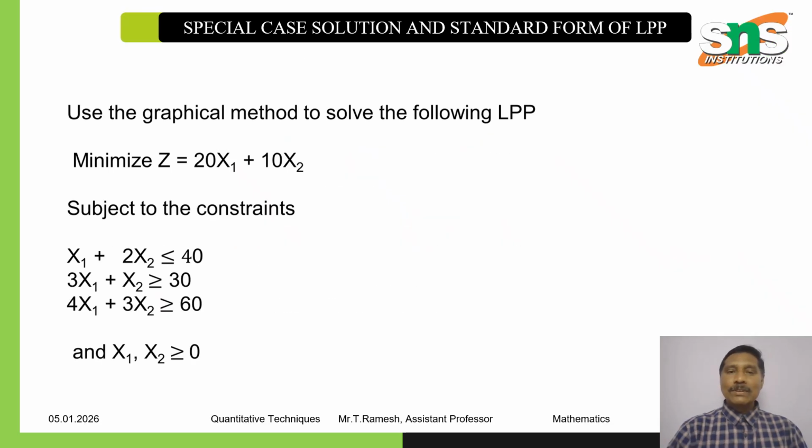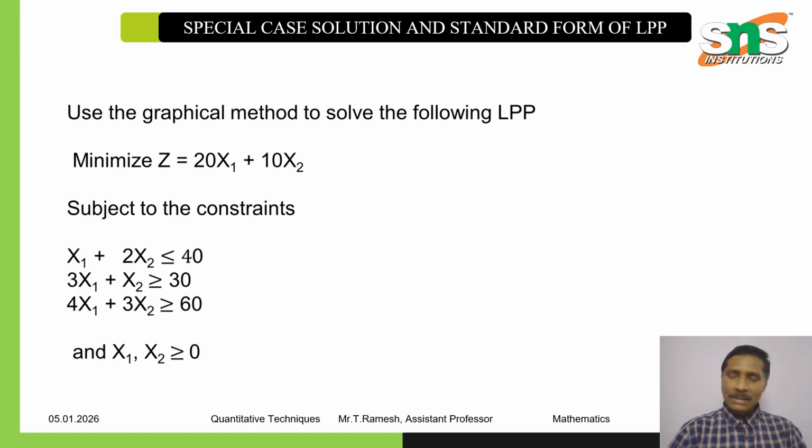So the special case solutions of LPP, that means already we have maximization solutions of LPP and the minimization problem, how we find the solutions of LPP by graphical method. Continuing in this lecture series video, the mixed constraints, that is less than or equal to and greater than or equal to types, are given. How do you find the solutions of these types of constraints using graphical methods?